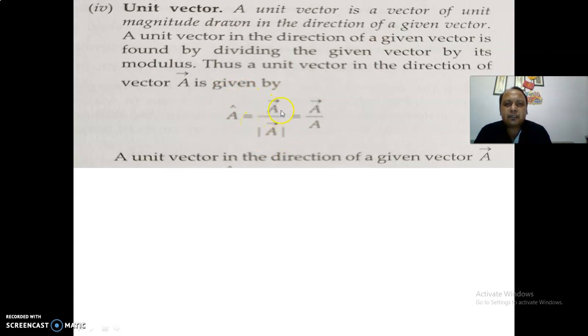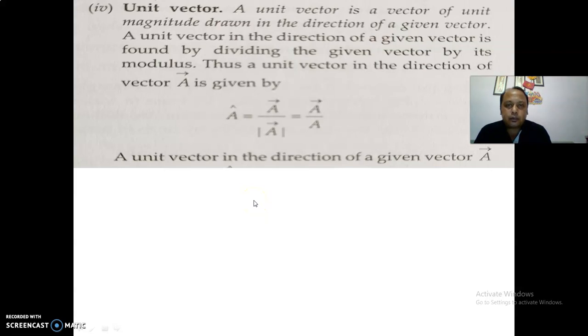We know that a vector has a magnitude as well as direction. What we are doing is we are dividing it by the magnitude. So if we divide it by the magnitude, what will be left out? Only the direction, and the magnitude becomes 1 because magnitude and magnitude cancel out. So unit vector A is vector A divided by its magnitude. Now the magnitude is written as simply A, or it may be written in the form of modulus of vector A.